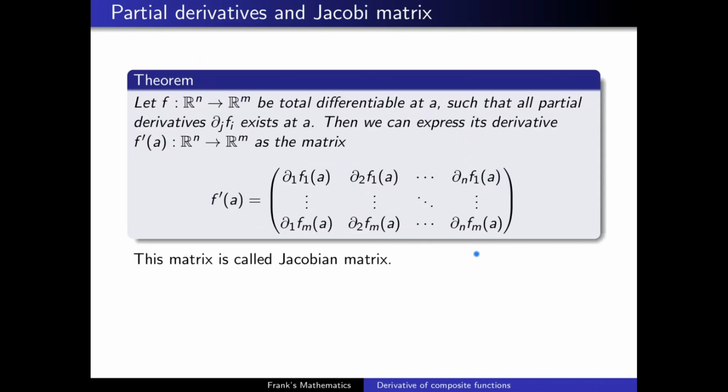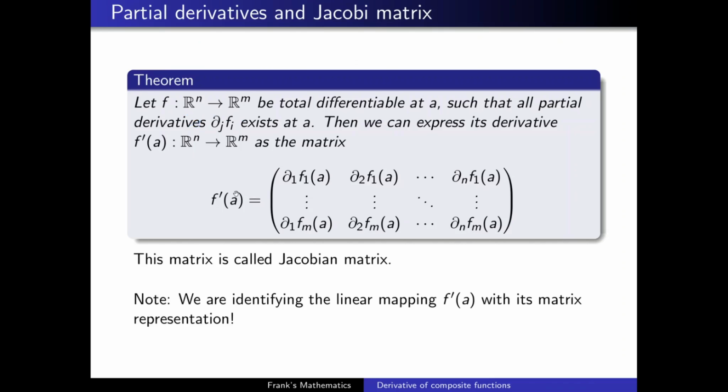The thing is, if you have a mapping between finite dimensional spaces, so Rn to Rm, both are finite dimensional, we can identify it with its matrix. This is quite standard. And on the other hand, every matrix will give you a linear mapping. So between finite dimensional spaces, linear mappings and matrices are basically the same. So just keep this in mind. This will give you a matrix, but it's the representation of a linear mapping.